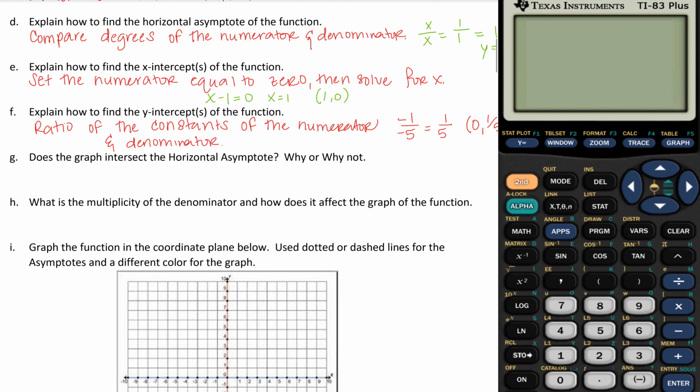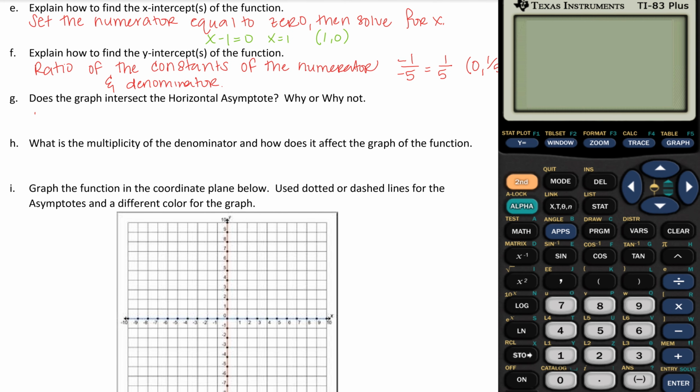All right, for G, it says, does the graph intersect the horizontal asymptote? Well, no. In this case, it does not. So we say no. We set the equation equal to, right? The reason why I know this is if I were to set the equation equal to the horizontal asymptote, the variables would end up canceling out.